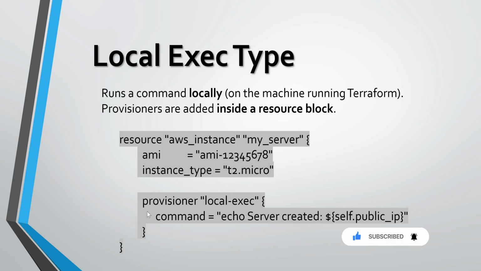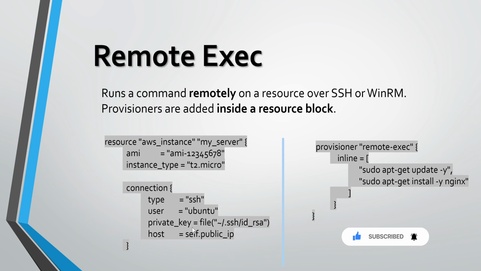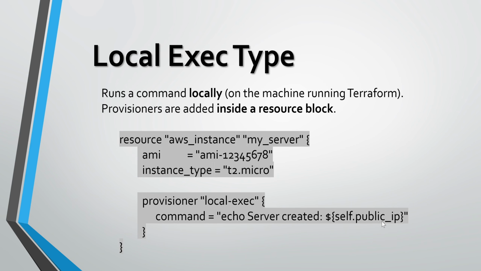Then it comes to the provisioner, and we have a provisioner section. In that we are using local-exec and we are running a command. After launching the server, you can run a command on the local machine, and this command will print server created, self.public_ip. Self represents my server and you will get the public IP address of the instance. So this is for the local-exec type.